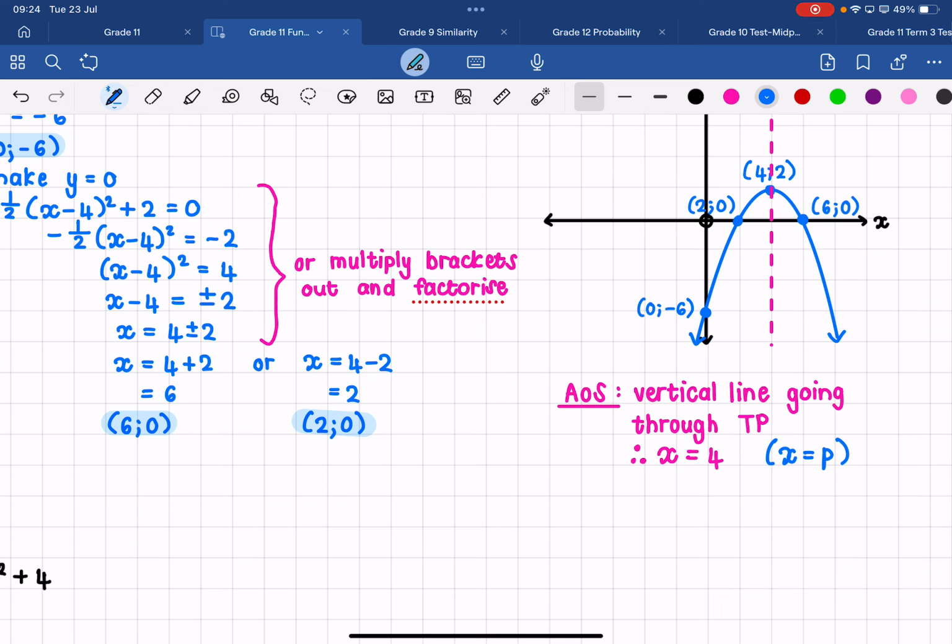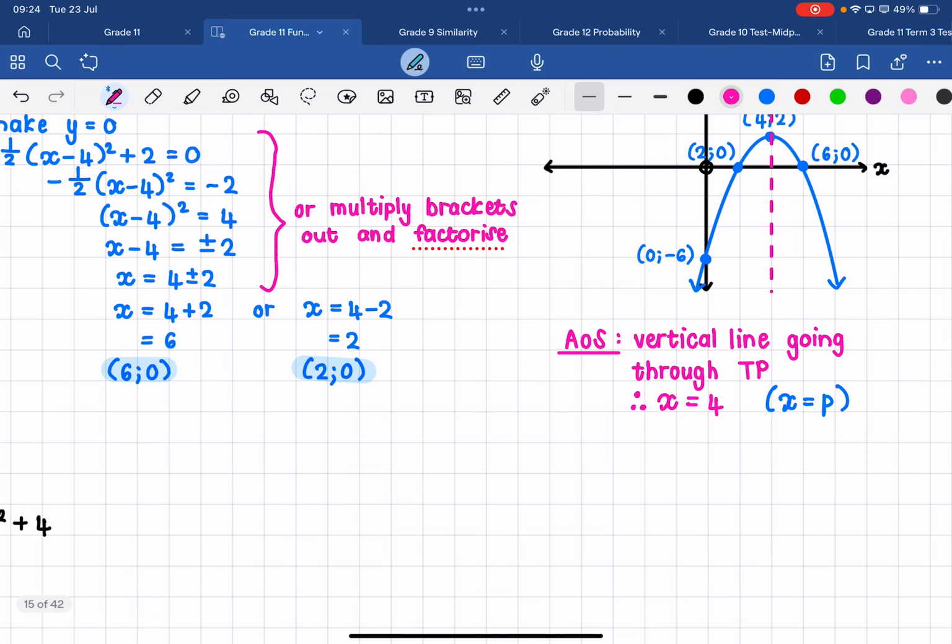Alright, let's quickly write down the domain and range of this graph as well, because that is also something that you need to know.